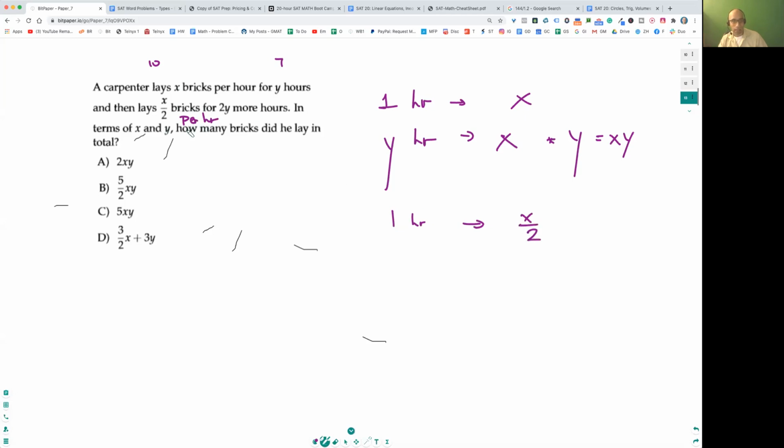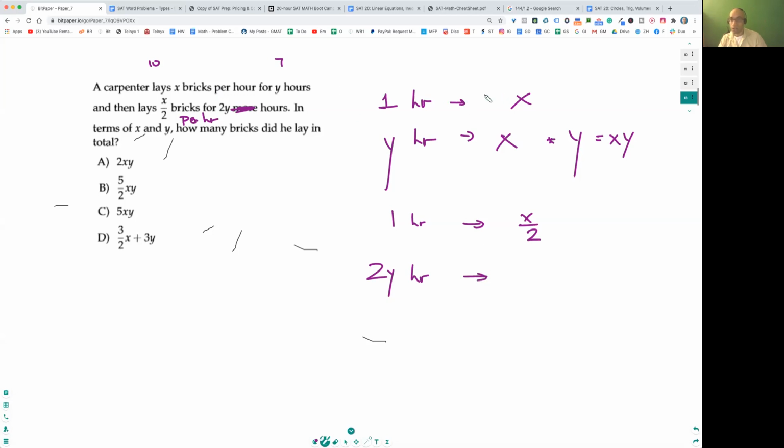And you're doing it for 2Y hours. So just ignore the rest for now. Remember, in the earlier case you had 1 hour, X bricks. Now all you're doing is X over 2. That's the good part about algebra: you just have to copy down whatever is given to you like a robot. Just do the robotic thing and calculate it. Now in place of Y hours, you've got 2Y hours.